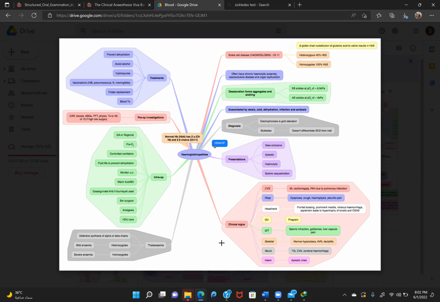Then we will see what will exacerbate or precipitate sickling. You can say the word stress. Stress is because of stasis: a tourniquet will be a problem, or any venous stasis will be a problem. Then hypothermia will be a problem, so you have to avoid hypothermia. Then dehydration is a problem. If the viscosity is increasing, the sickling will be more, and any infection or acidosis. So this is the pearl of what you need to know for sickle cell disease.